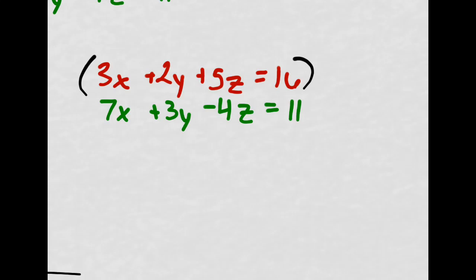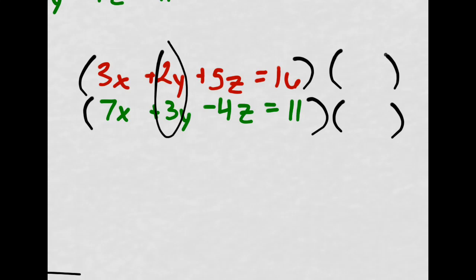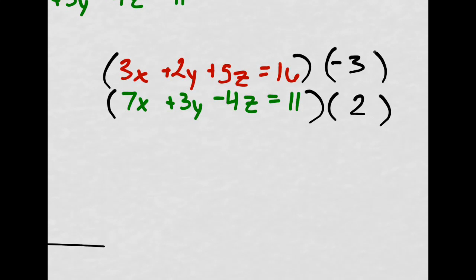These are the same signs right now, the positive and the positive. So one of these numbers on the side has to be a negative so that it changes to an opposite sign. The common denominator between 2 and 3 is 6. So how do I change the 2 into a 6? I multiply by 3. I'll make the top one negative just for fun. It doesn't matter which one you make negative, but I'm just choosing the top. And then multiply the second equation by 2.